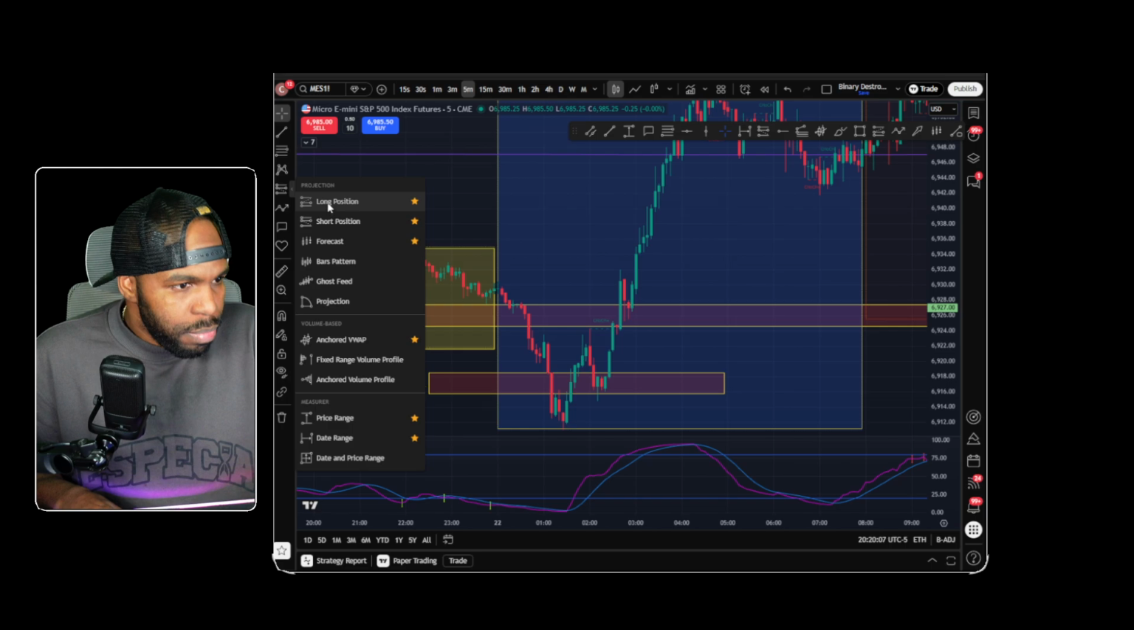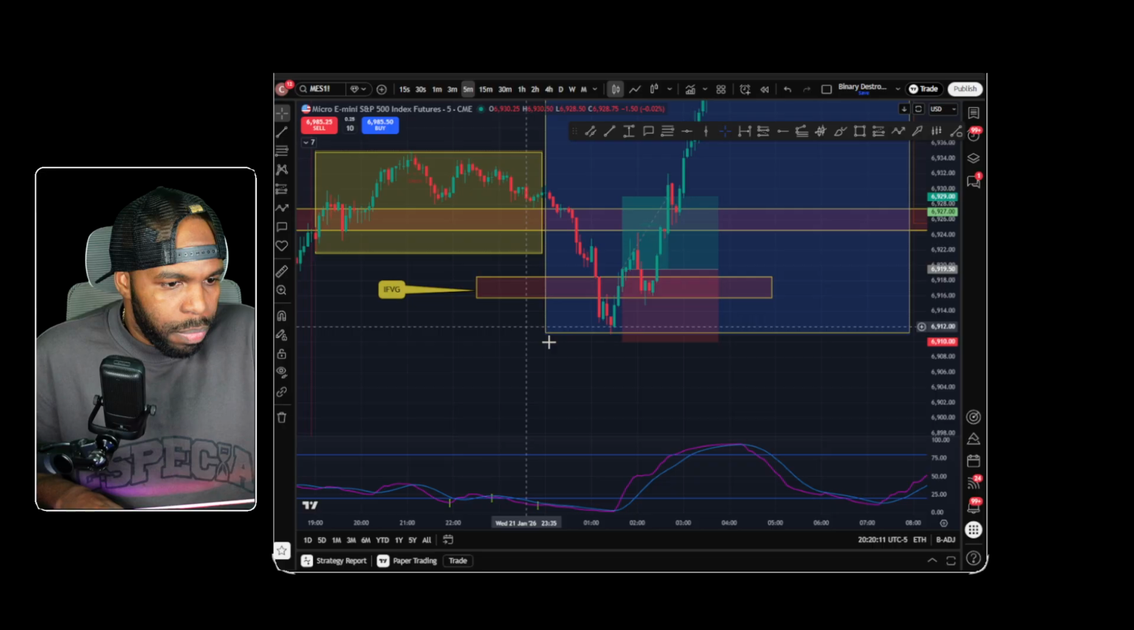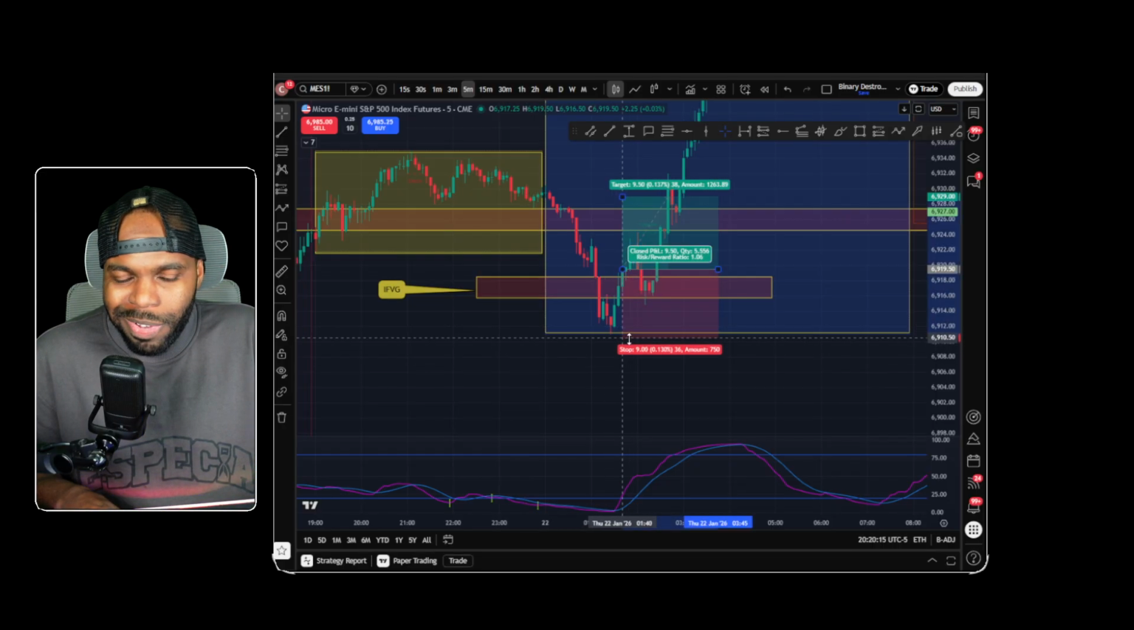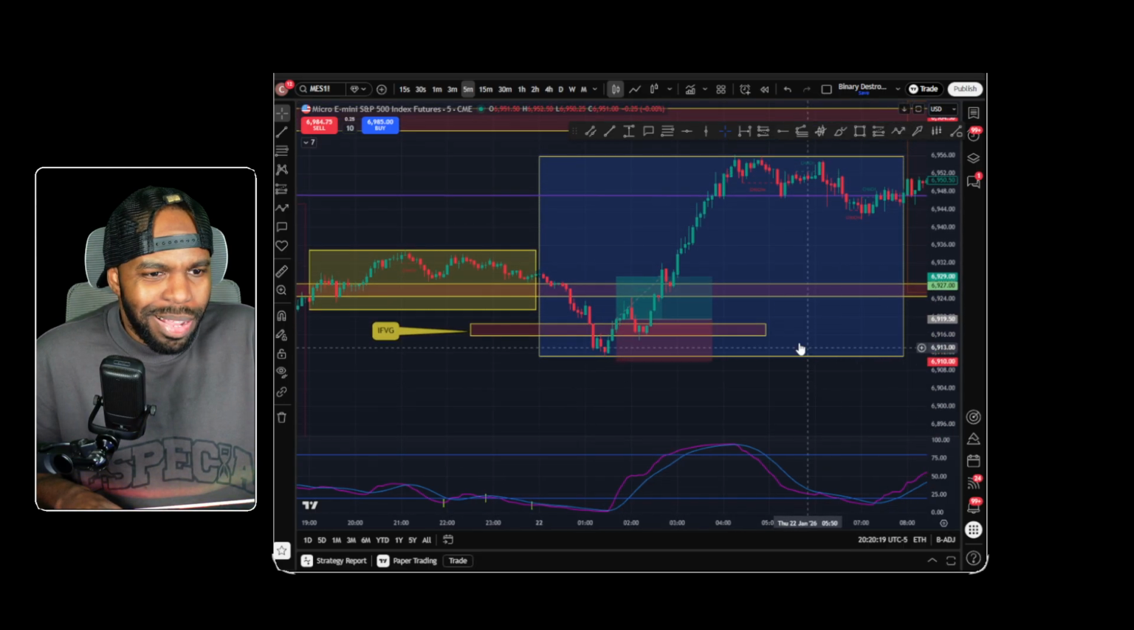And normally I get in right here. I put my stop right below the current session that I'm trading low. I put it right below. And look at this. This is crazy.